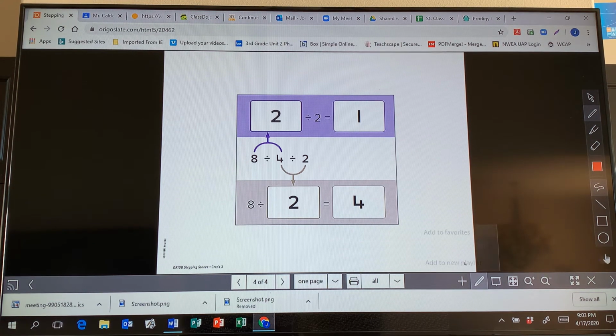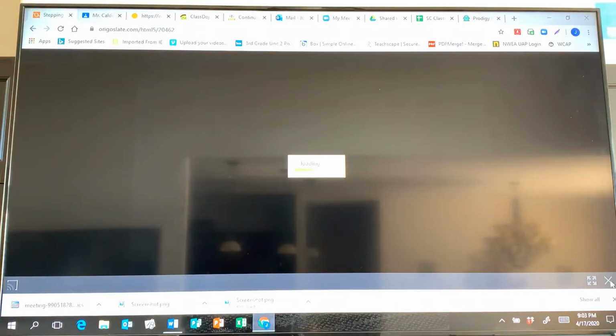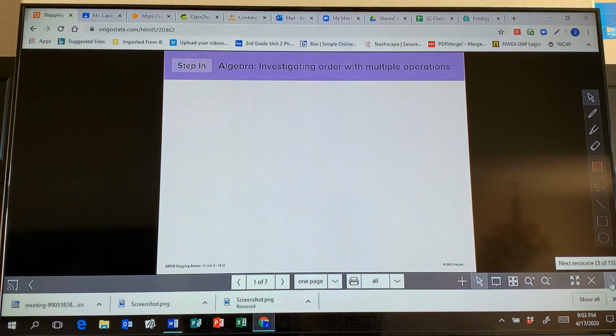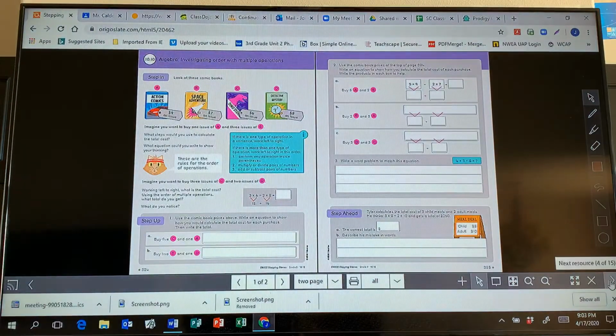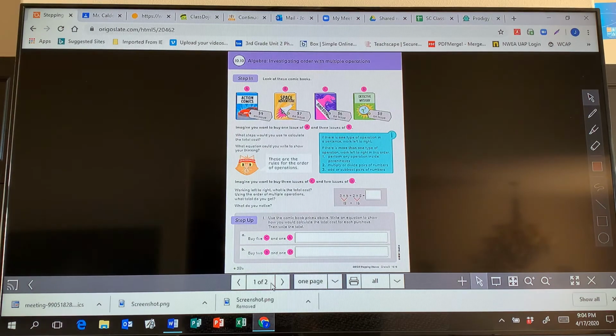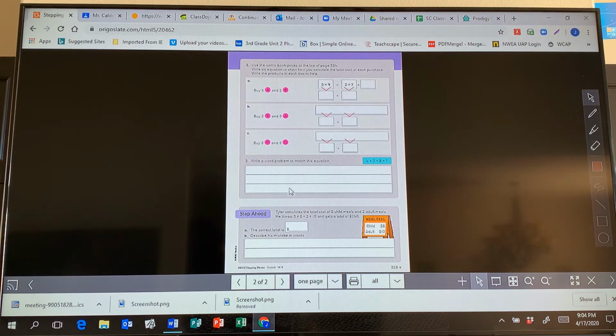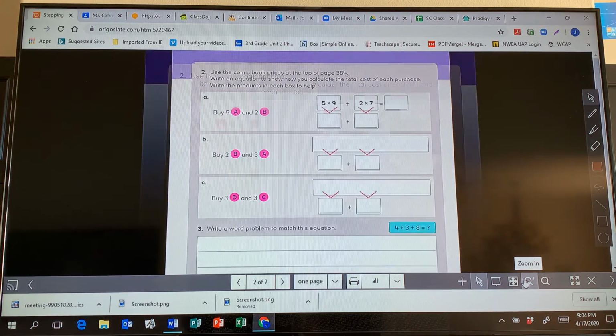Now let's take a look at the lesson. I'm going to go ahead and jump over to the main lesson. Okay, so when we get over here to our lesson, I'm going to show you some examples of how this works. So let me go to page 2 on my screen, which is actually page 385 for you guys. I'm going to go ahead and blow the screen up.